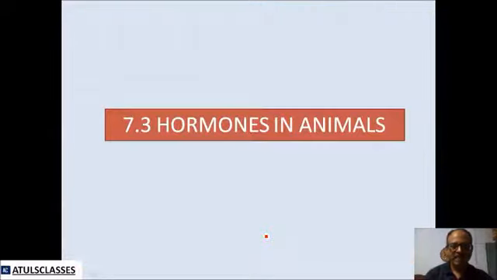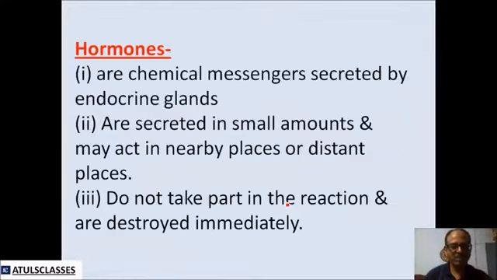So this all was about the plant. Now we'll move to the hormones that are found in animals, and especially in human beings. Before that, we should understand what hormones are. Just like in plants, hormones are chemical messengers secreted by a special type of glands called endocrine glands, and they are secreted in very small amounts to act at the same place or at distant places. They do not take part in any reaction and they are destroyed immediately.